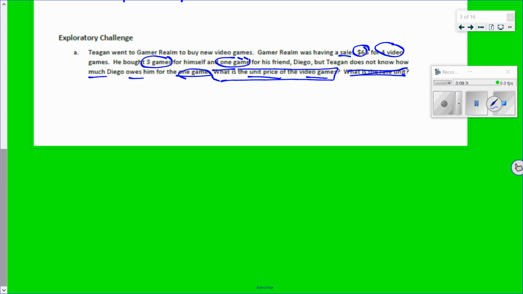$65 for 4 video games. Good. Here's the difference between ratios and rates, guys. In a ratio, all I care about is the numbers. In a rate, I've got to include the units. Make sense? Yes. So that's the step that we're taking.